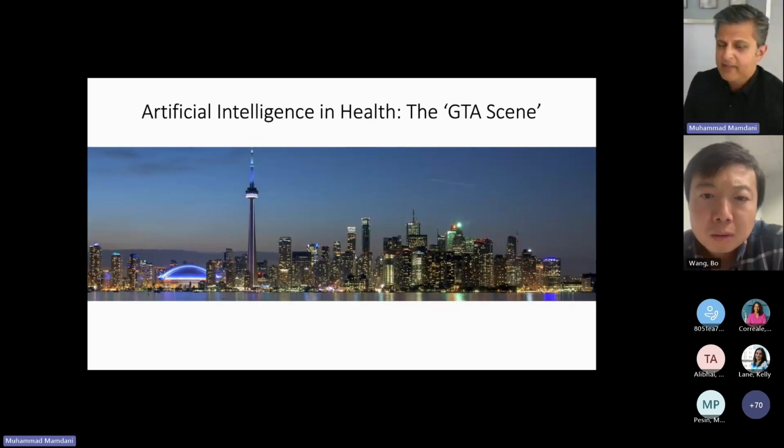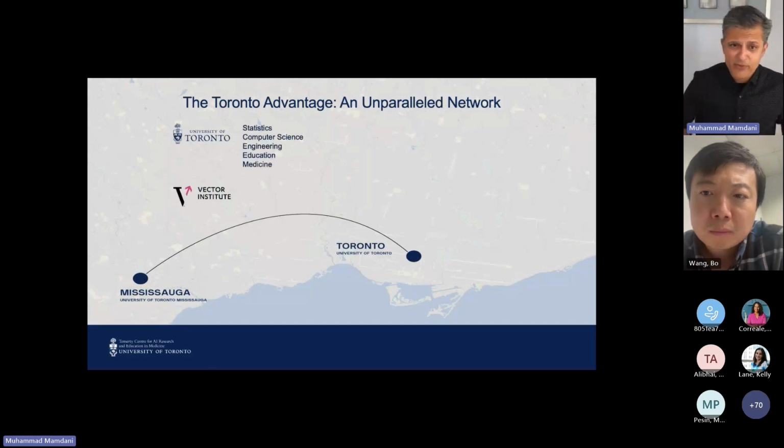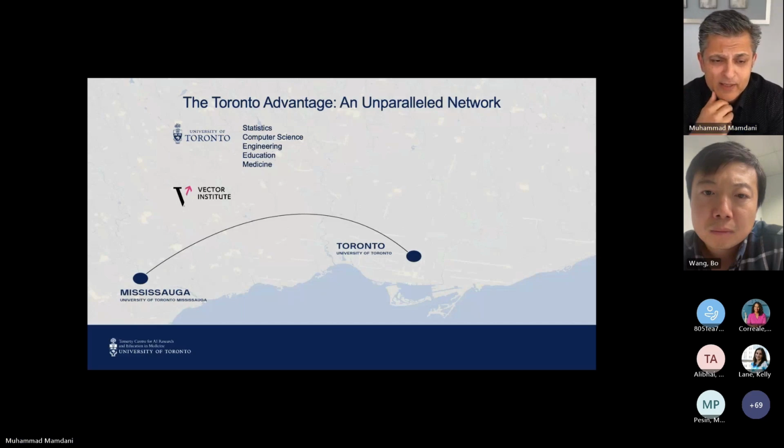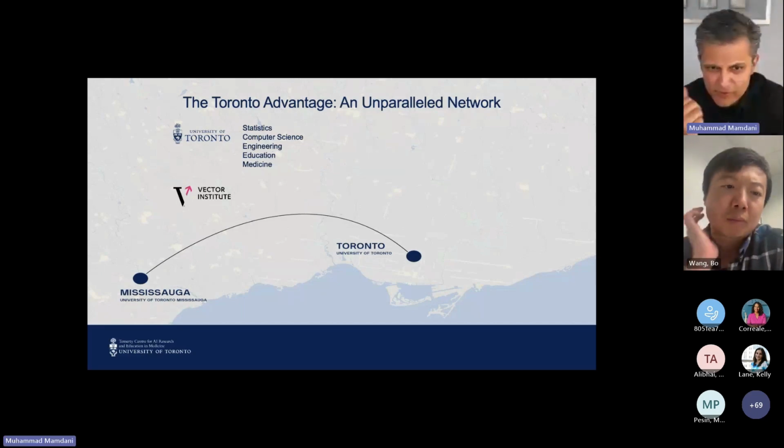What about AI in Toronto? We're really, really fortunate to be able to live in this incredible ecosystem of AI because we do a lot of research, right? And why is that? Well, we're very well positioned to do research in this area. We have the University of Toronto, which has world-leading departments in statistics, computer science, engineering, education, medicine. World-leading, right? I think we have one of the top 5 medical schools in the world here.